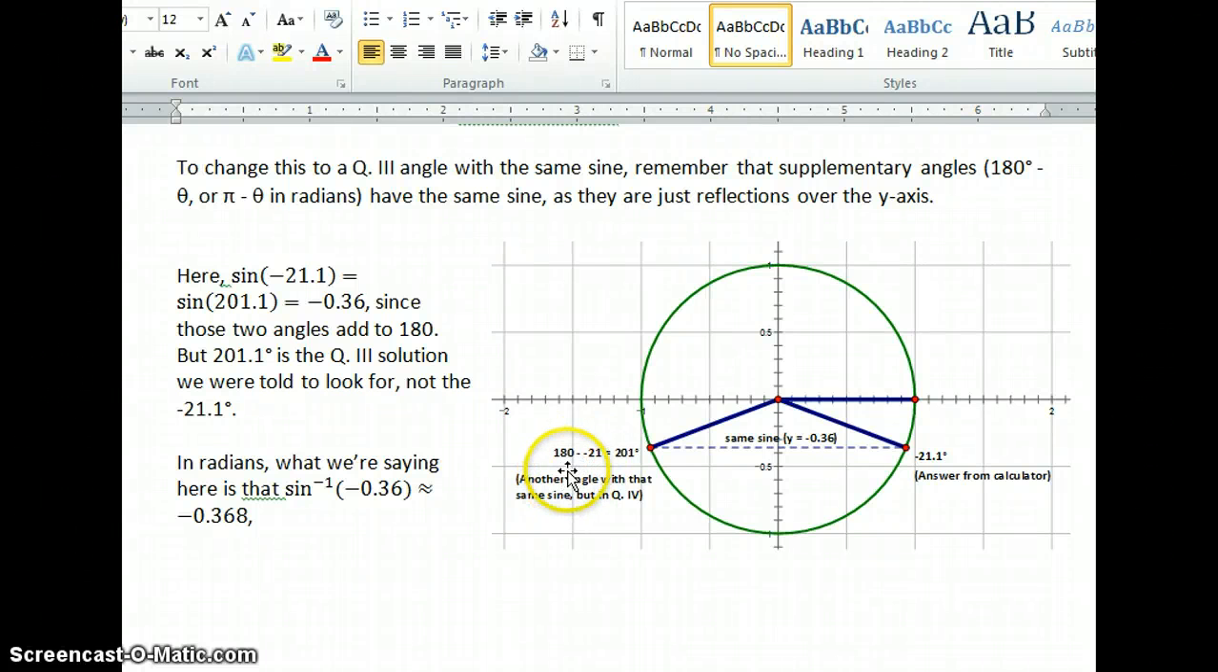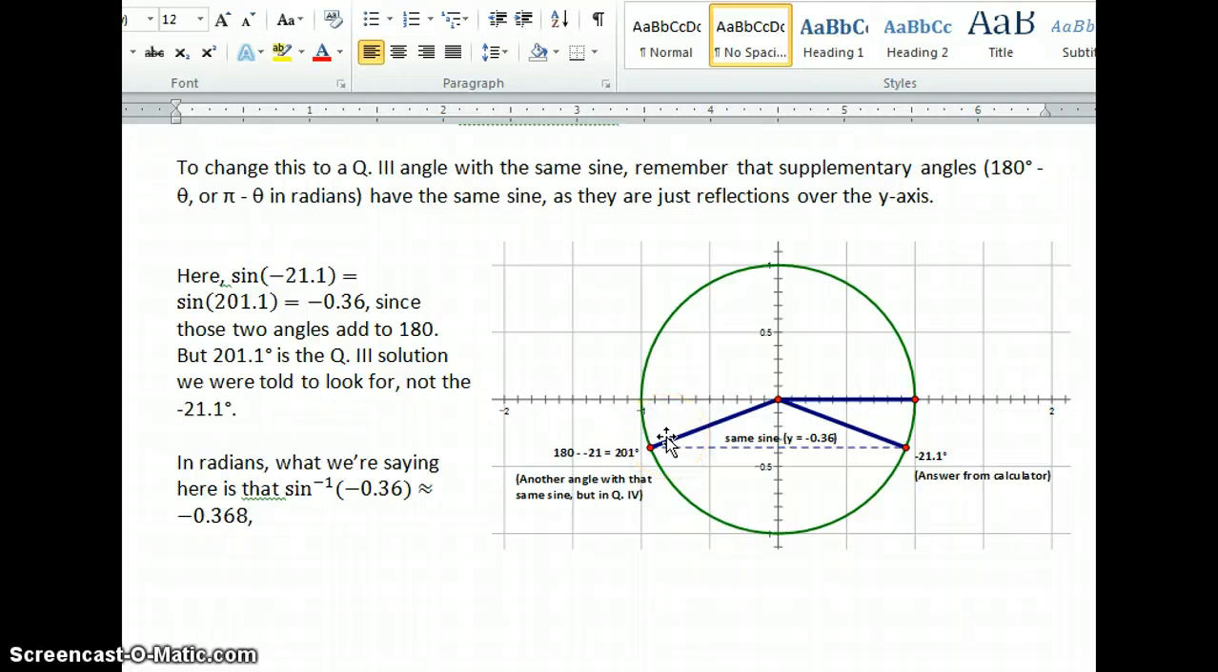So, yeah, these are still supplementary. These two angles add up to 180. 201.1, if I had the point 1 on there, and add this on, they add to 180, so they're still supplementary. So in sine, that's how you find other equivalent angles that aren't necessarily in the zone that the calculator is going to give you, that also have the same sine.